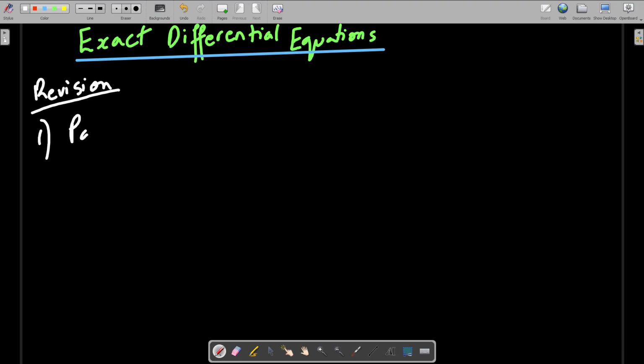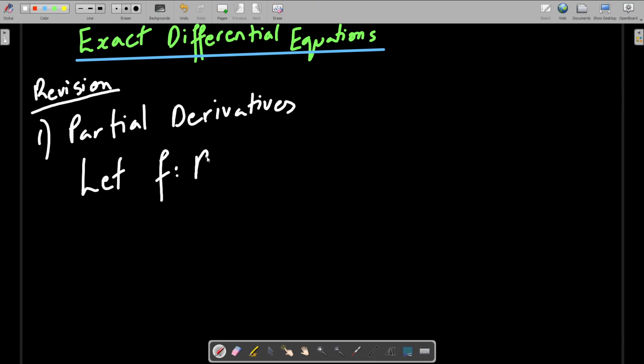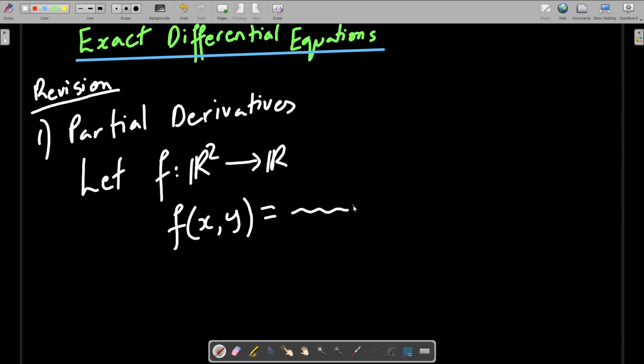So first thing we'll revise is partial derivatives. What are partial derivatives actually? Let f be a function from R2 to R. So f will be a function of how many variables? Two variables. It will be f of x, y. So f of x, y is going to be some combination of x and y.